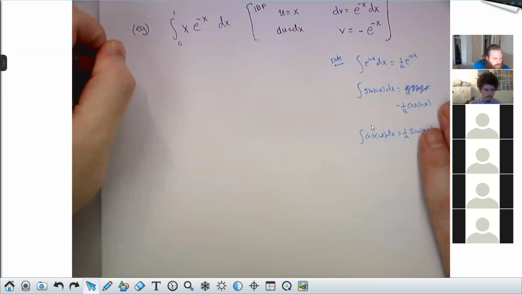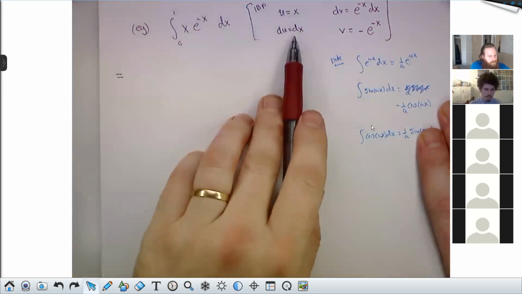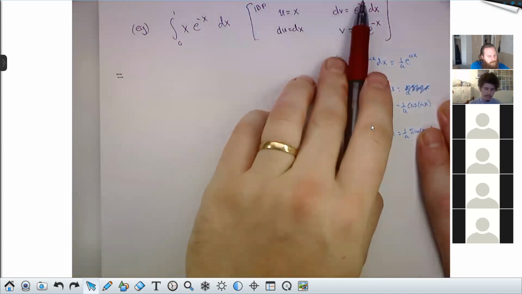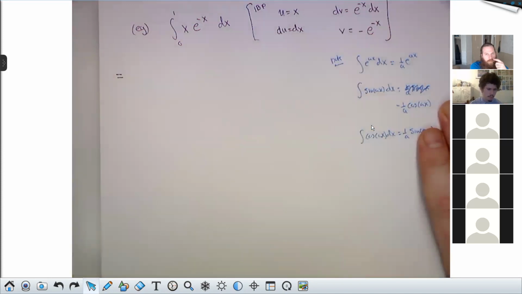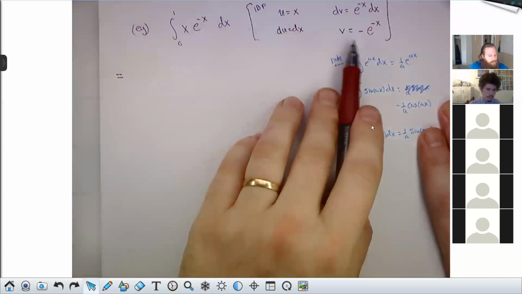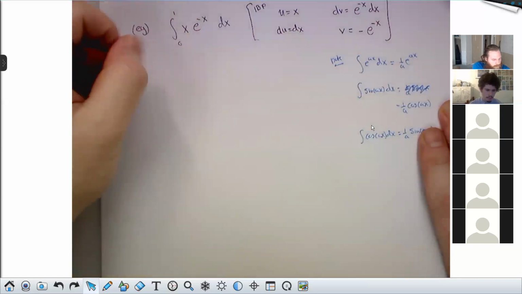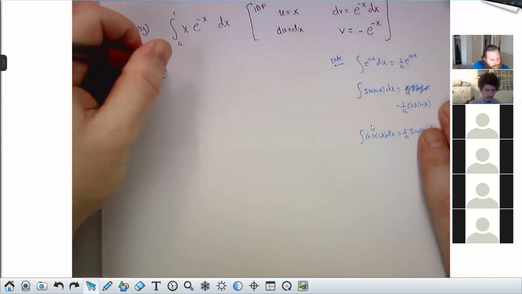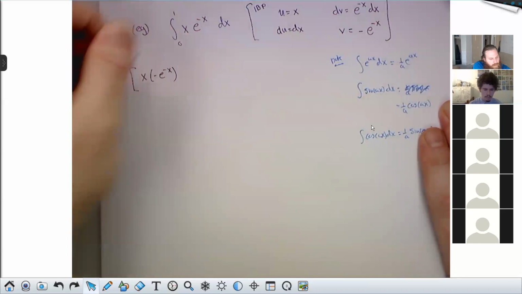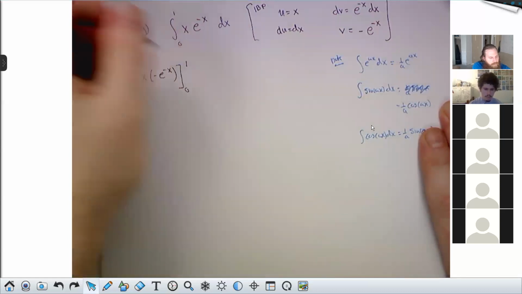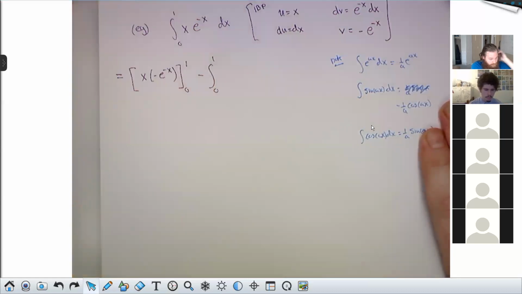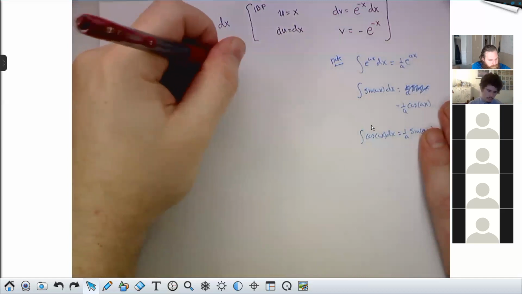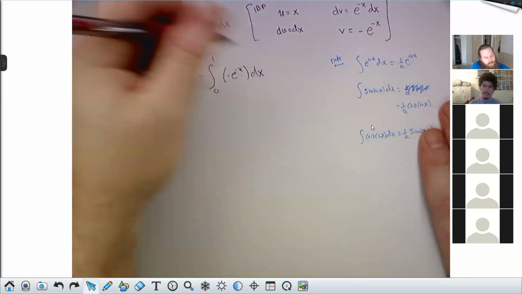So here, u is x, so du is dx. dv is e to the negative x. So v is e to the negative x over negative 1, which I'm writing as just negative e to the negative x. Which means my IBP formula is going to be u times v, which is x times negative e to the negative x, all evaluated between bounds, minus the integral between bounds of v times du, which is negative e to the negative x dx.